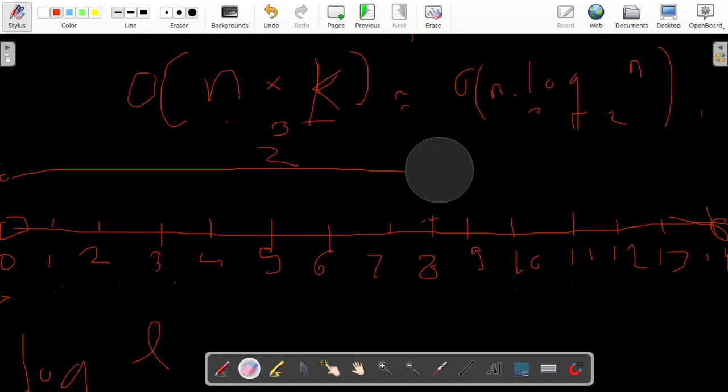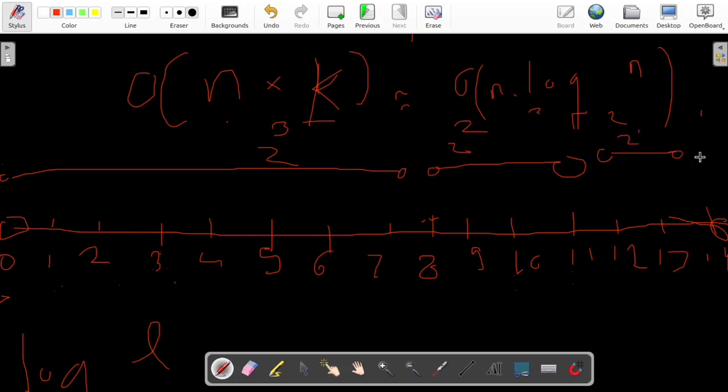Actually, I have drawn wrong. This will go till 7 only. Then this will go from 8 to 11, that is 2 to the power 2. This will go from 12 to 13, that is 2 to the power 1. And this will be for 14, that is 2 to the power 0.